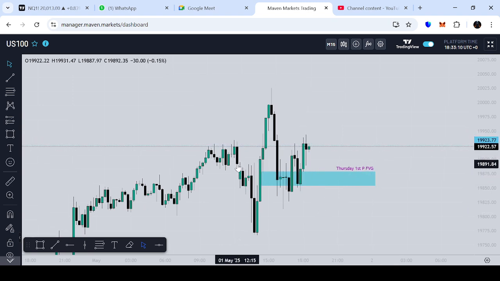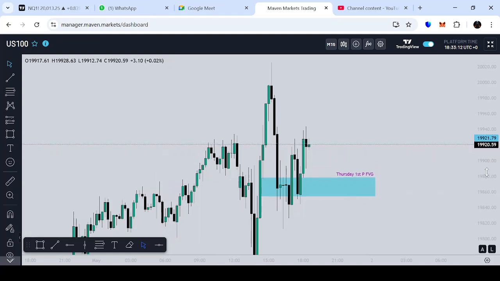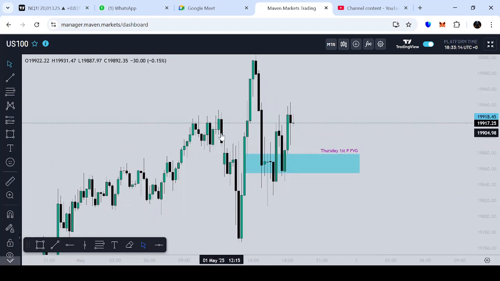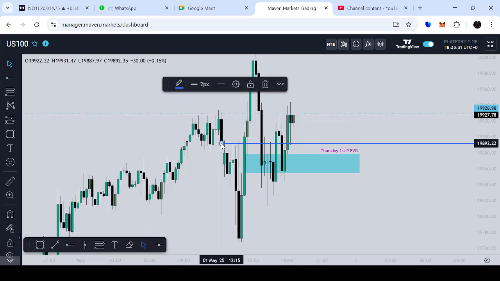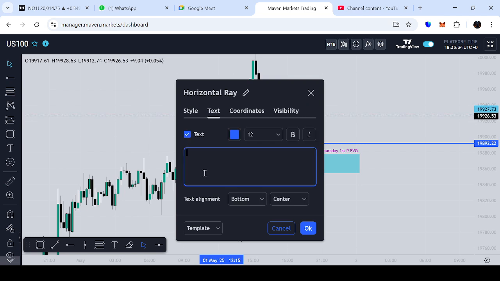Then we have a volume imbalance by the 8:30 opening price. This gap we are seeing, you can see the void between this candle body low and this bullish candle high. That's the high of the volume imbalance.